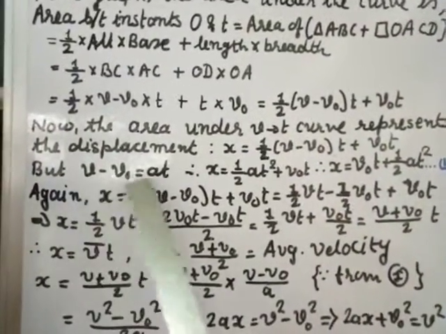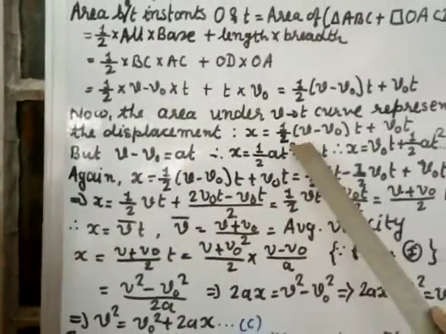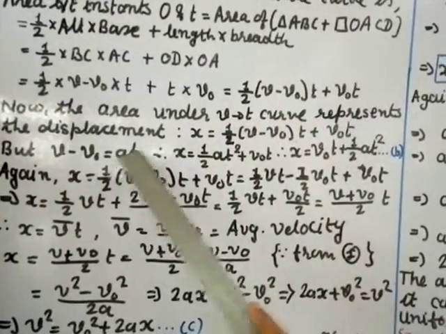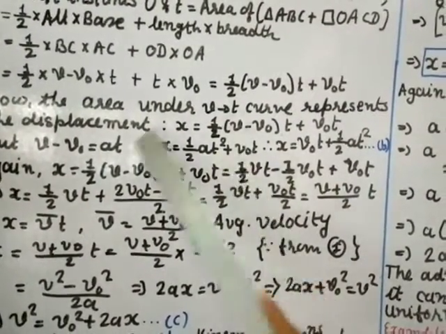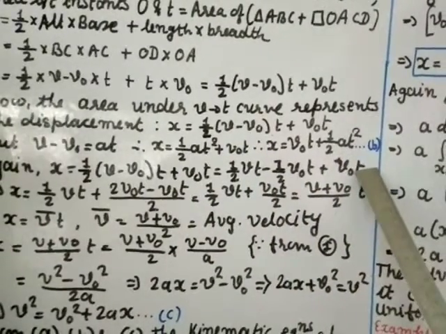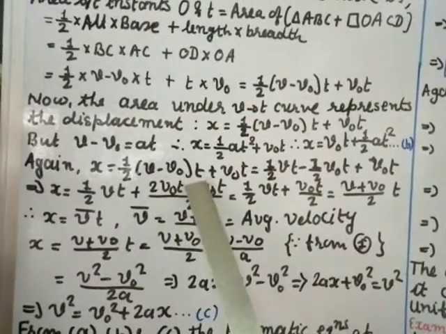But v minus v0 is at. From here v minus v0 is at. So let us put at instead of v minus v0. So half a, and this at and this one more t is there. So it becomes t square, and this v0 t as it is. Rewrite this. x is equal to v0 t plus 1 by 2 a t square. Call it equation B.